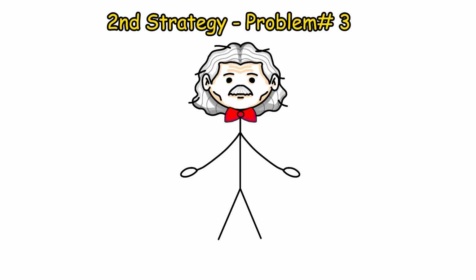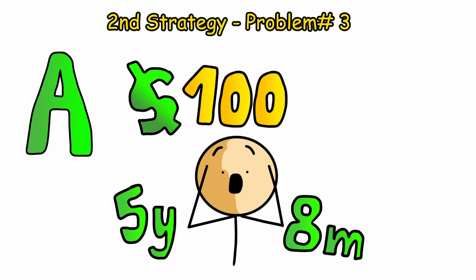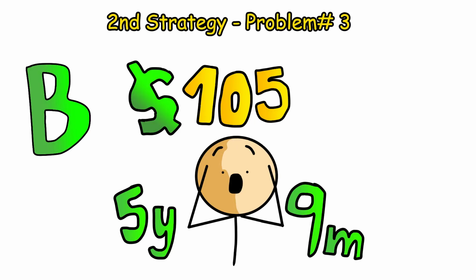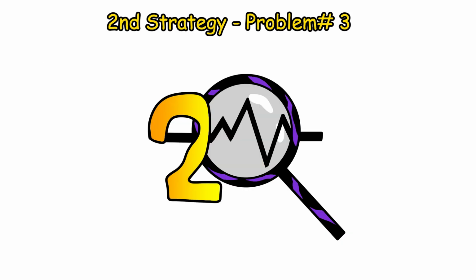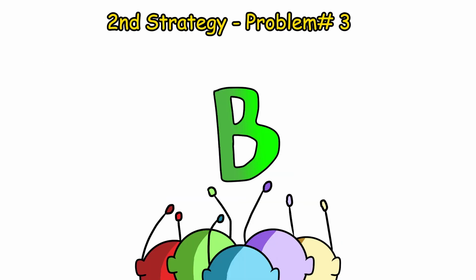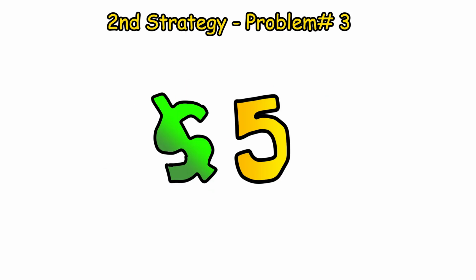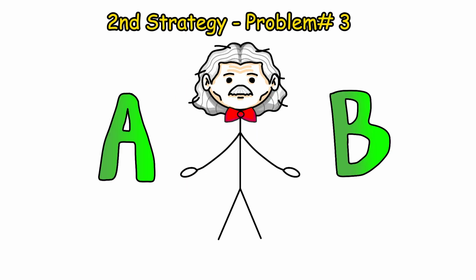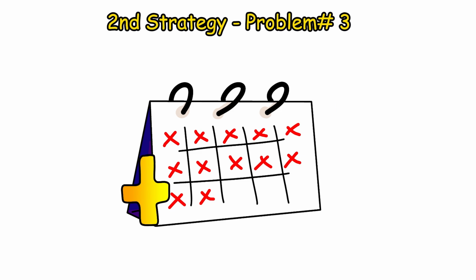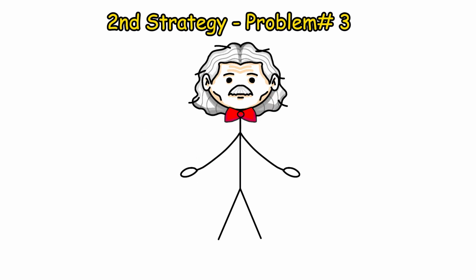Now, let me present the same offer, slightly modified. A. You receive $100 in 5 years and 8 months. B. You receive $105 in 5 years and 9 months. In this second case, most people would tend to choose option B, preferring to wait an additional month to gain the extra $5. But if you think about it, in both cases, you are waiting an extra month to get $5. So why is there a difference in choice?